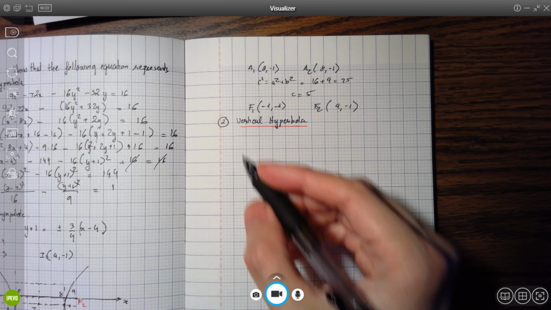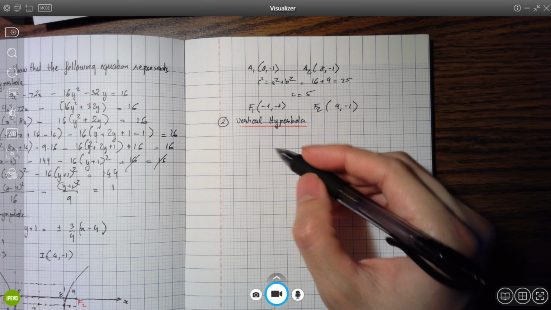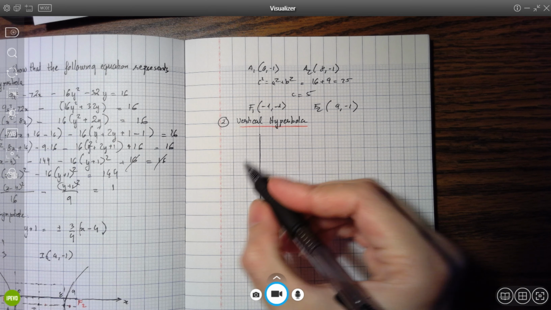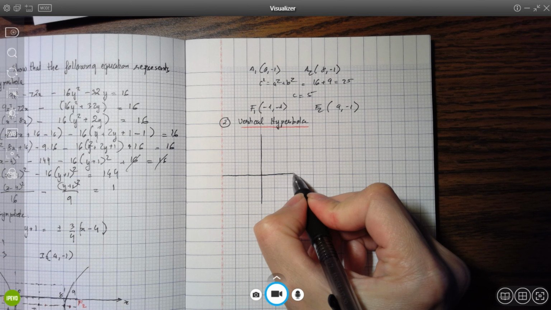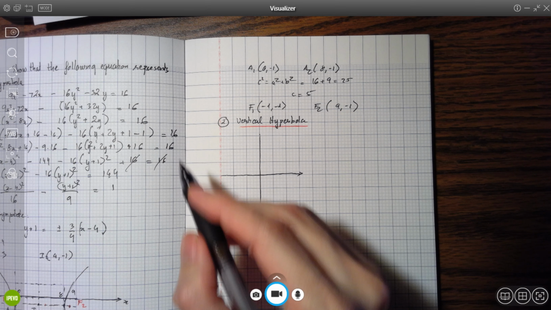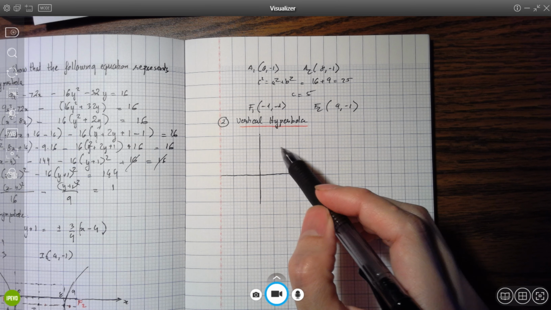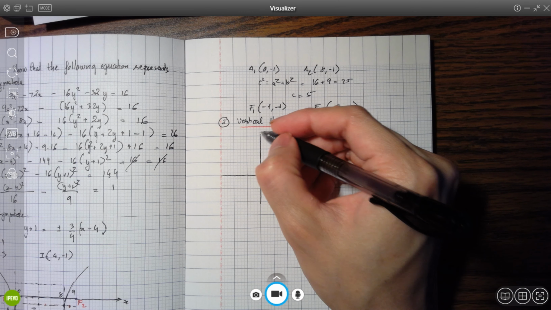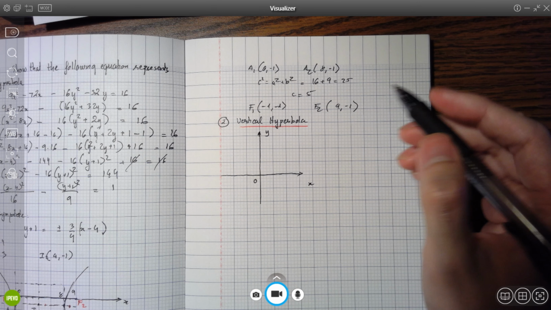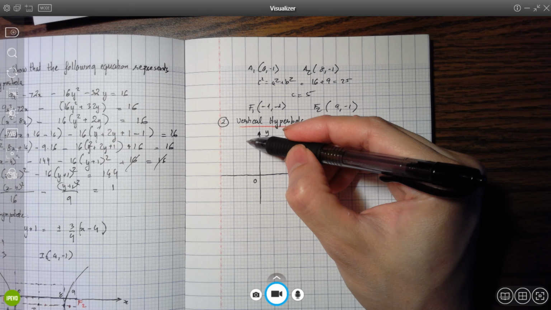The vertical hyperbola looks like this. So we have x and y axis, and instead of having x-axis as the major axis, for vertical hyperbola we will have y-axis as the major axis. It means that our hyperbola will look something like this.